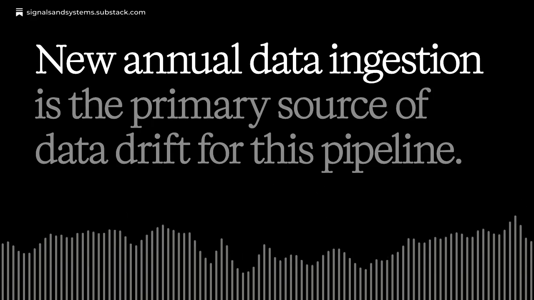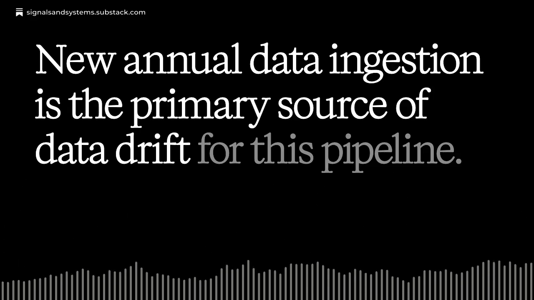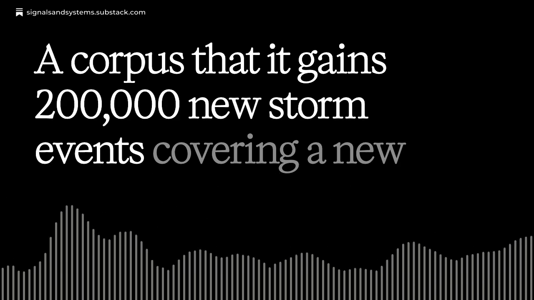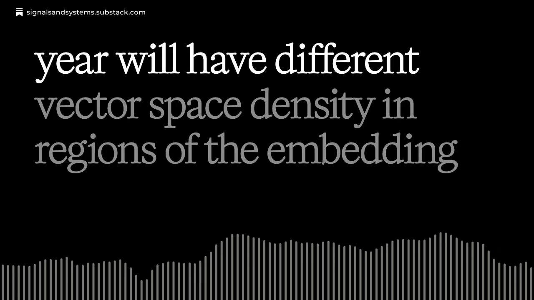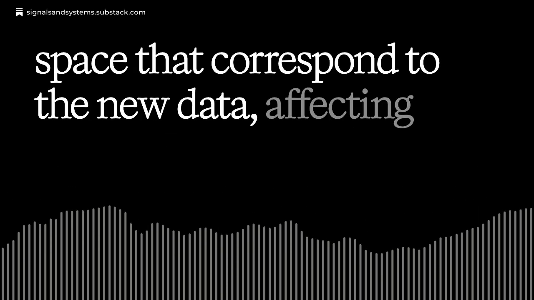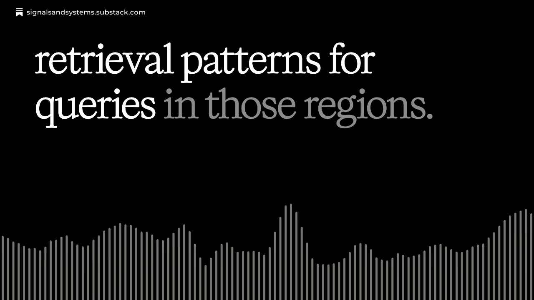New annual data ingestion is the primary source of data drift for this pipeline. A corpus that gains 200,000 new storm events covering a new year will have different vector space density in regions of the embedding space that correspond to the new data, affecting retrieval patterns for queries in those regions.